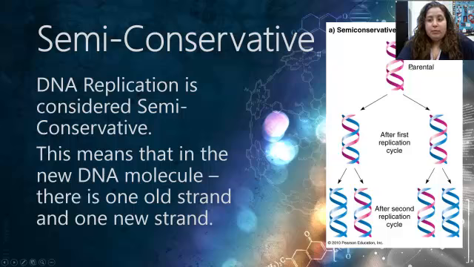Think of it this way. You have the pink parent strand here. It's going to unzip, and half of it's going to go this direction, the other half is going to go this direction. And those are copied. So in the end, you get one strand that's new and one strand that's old to make your double helix. So that's semi-conservative. We're conserving or keeping part of the old molecule.